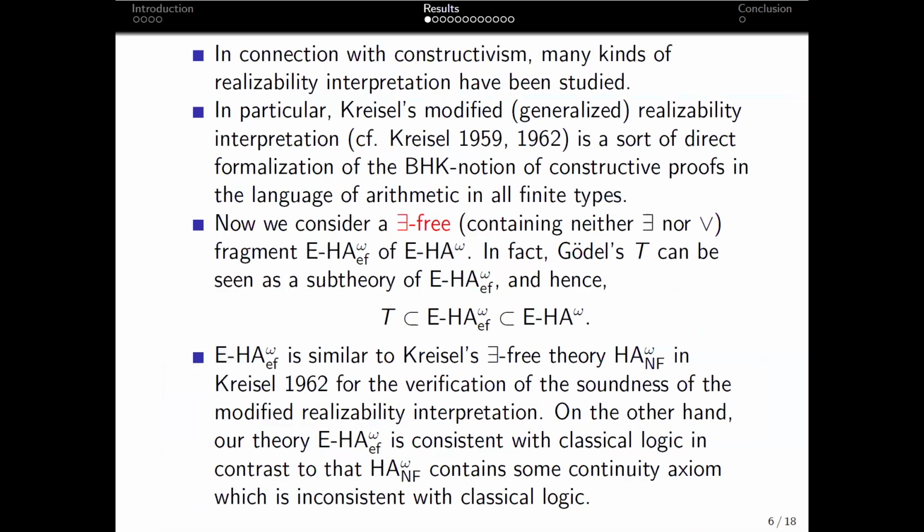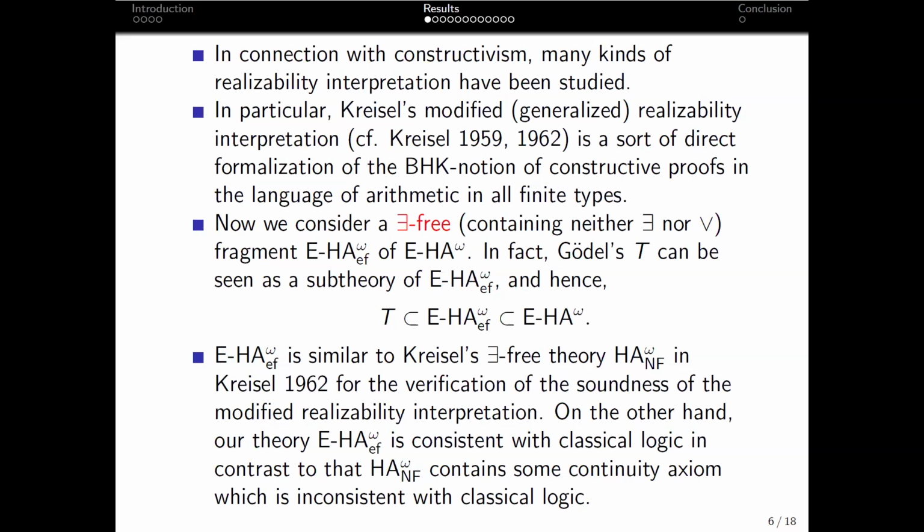In connection with constructivism, many kinds of realizability interpretation have been studied. In particular, Kreisel's modified realizability interpretation is a sort of direct formalization of the BHK notion of constructive proofs in the language of arithmetic in all finite types. Now we consider the existential-free fragment EHA omega EF of EHA omega. Here, existential-free means not containing the existential quantifier and disjunction. In fact, Gödel's T can be seen as a subtheory of our EHA omega EF. So our theory is just in between T and EHA omega.